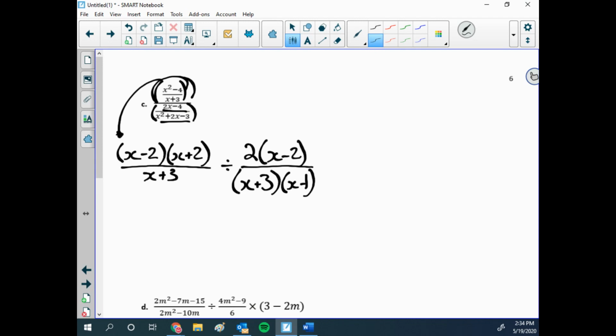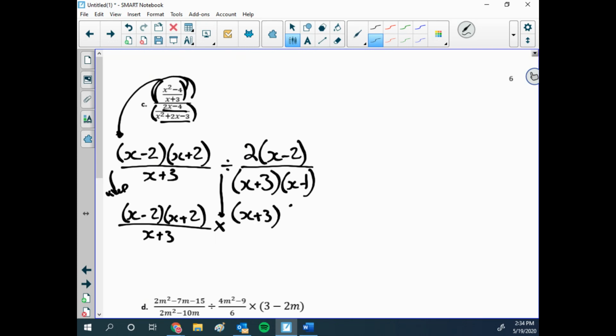So I keep my first rational expression the same: x minus 2, x plus 2 over x plus 3. I switch my division to a multiplication sign, and I flip this second fraction. So the numerator now becomes x plus 3, x minus 1, and the denominator 2 times x minus 2. And now this is a multiplication question. I can just cancel out like terms on the numerator and denominator because everything is being multiplied. So x minus 2 on the numerator and denominator cancels out. X plus 3 on the numerator and denominator cancels out. And that would be it.